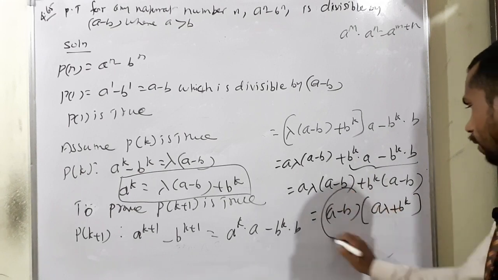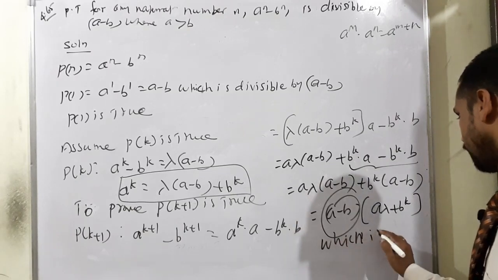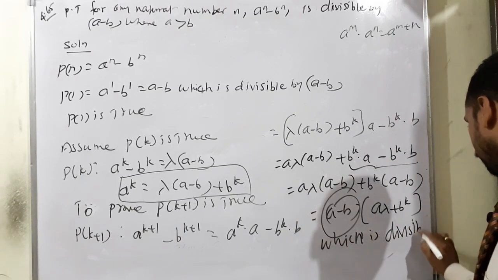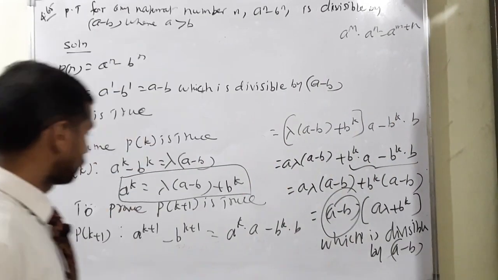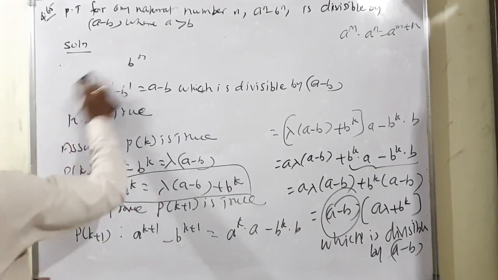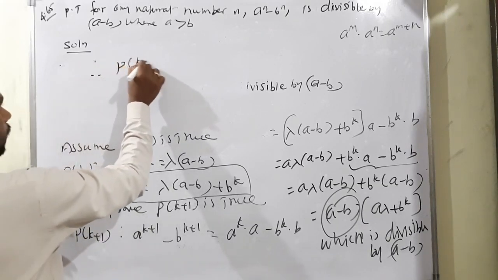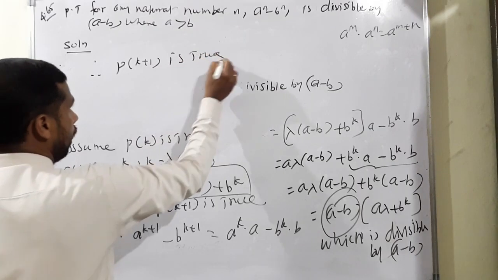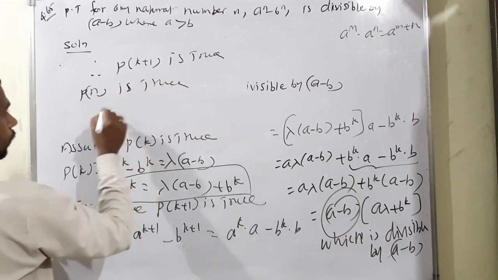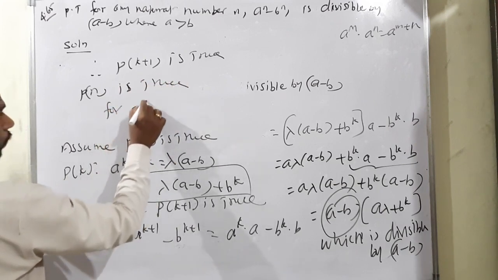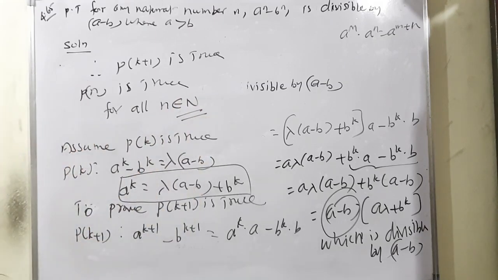Now, this whole term is connected with a minus b. Definitely we can say which is divisible by a minus b. Therefore, we can say P of k plus 1 is true. P of k plus 1 is true means P of n is also true. Therefore, by the principle of mathematical induction for all integer n belongs to natural number. Hence proved. Okay. I will continue the next example.